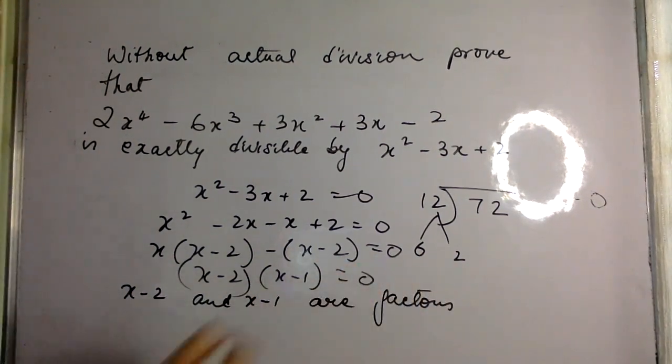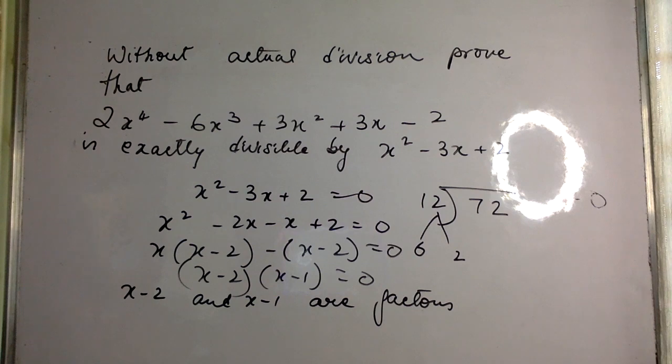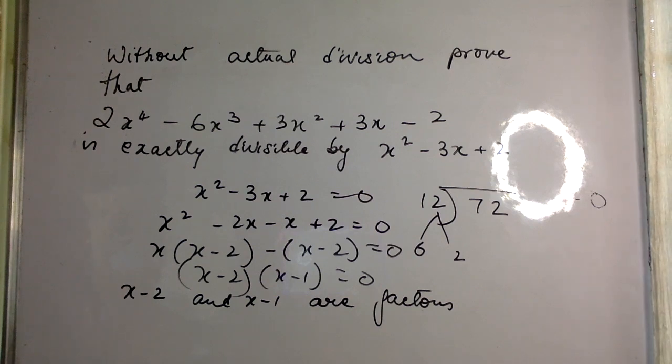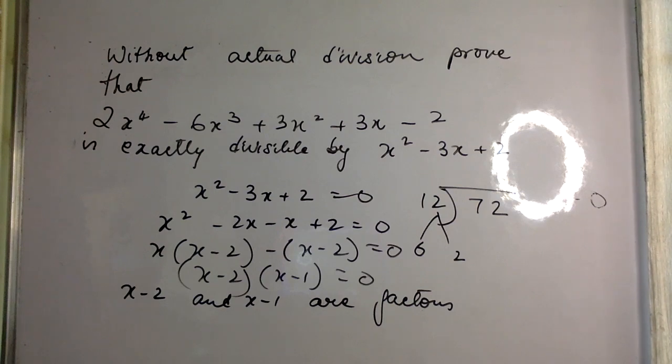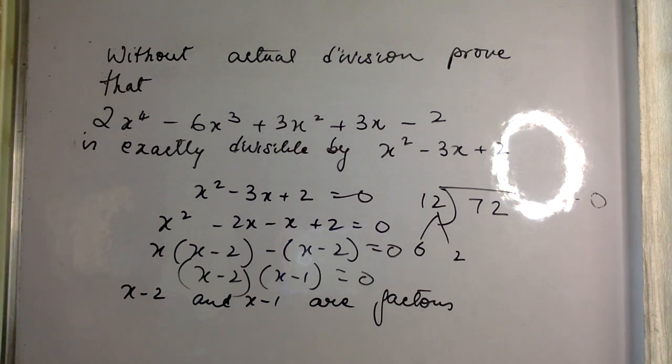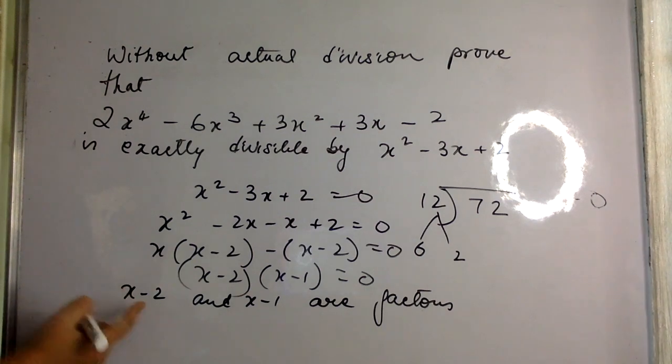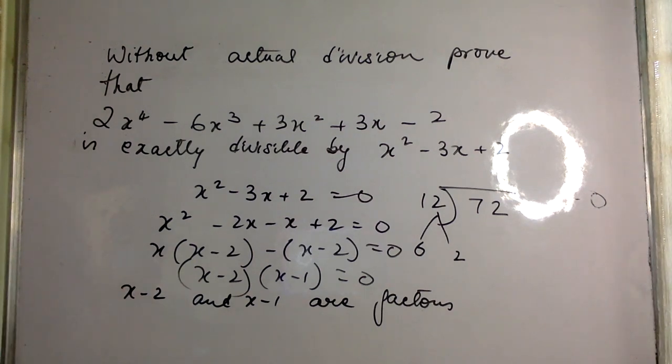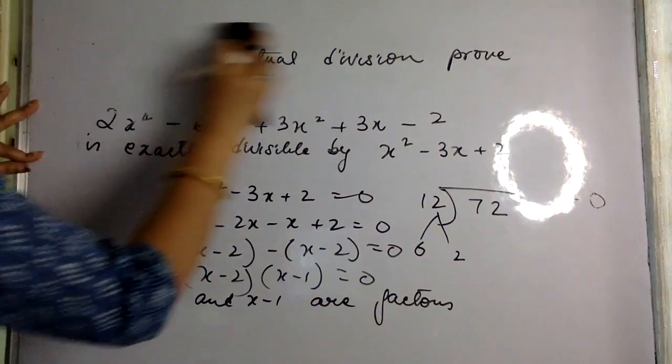So what can I do now? I can substitute the values, as I was doing for the previous sums, and prove that it is divisible. So first I will substitute using the factor x minus 2. This one I am going to use as a factor first.